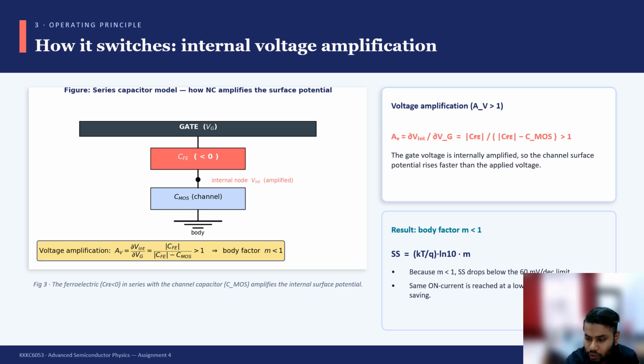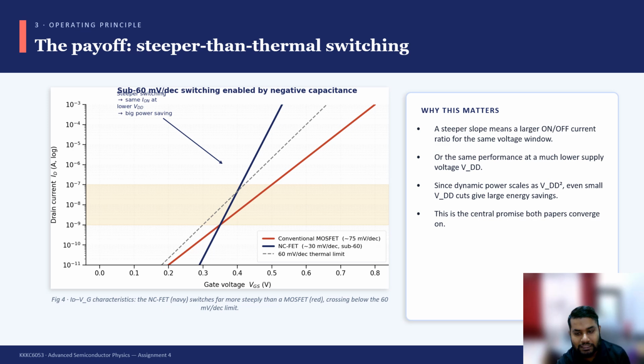Recall from my earlier work that the subthreshold swing equals the thermal term times the body factor m. The body factor is normally greater than 1. Here the internal amplification pushes m below 1, and the moment m is less than 1, the swing drops below 60 millivolts per decade. Practically, that means you reach the same on-current at lower voltage, which is exactly where the power saving comes from. So let's go to the next slide.